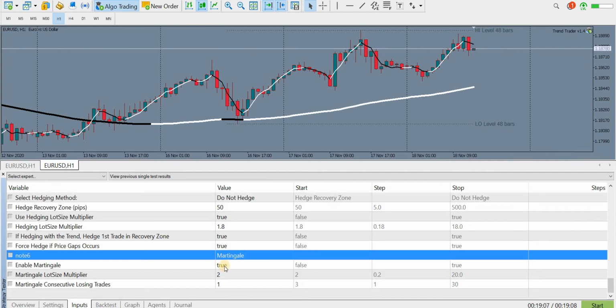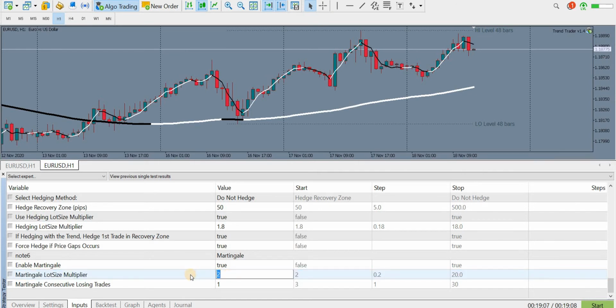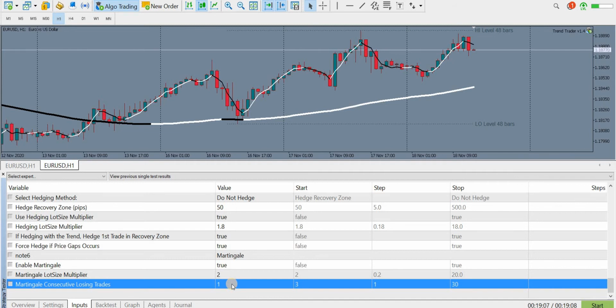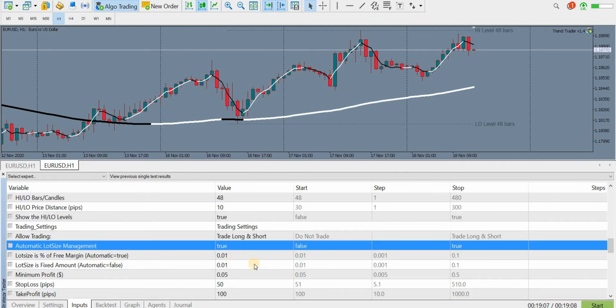I will use martingale because I'm not hedging, and I will only use martingale for one time. That means if I lose one trade, the next trade will have the lot size of the previous trade multiplied by this multiplier, which is 2. So 2 times, but that will happen only one time. If I lose the second trade, the martingale trade, let's say, if that's a word, after that, the expert advisor will resume trading according to the lot size that is set here. So it will not multiply again and again.